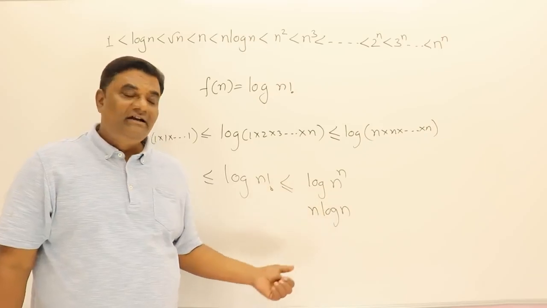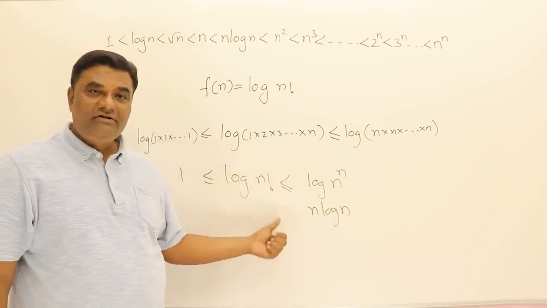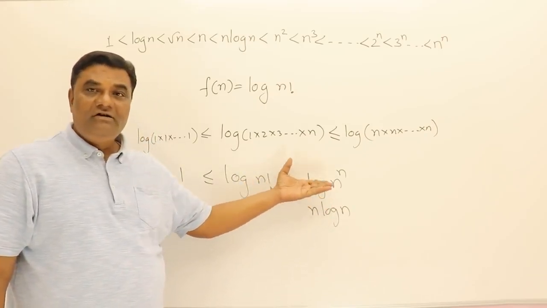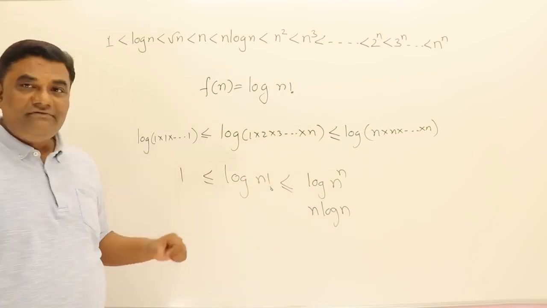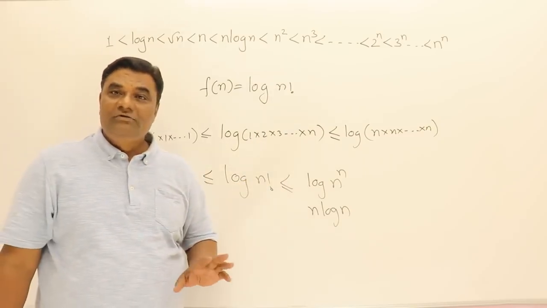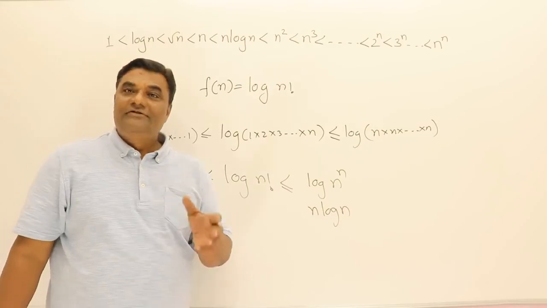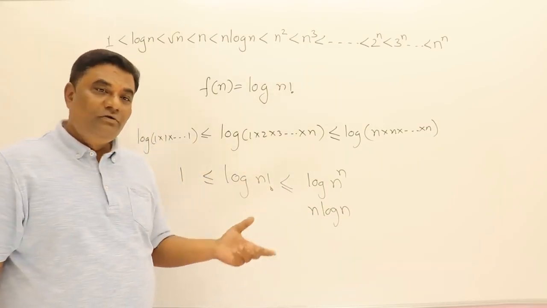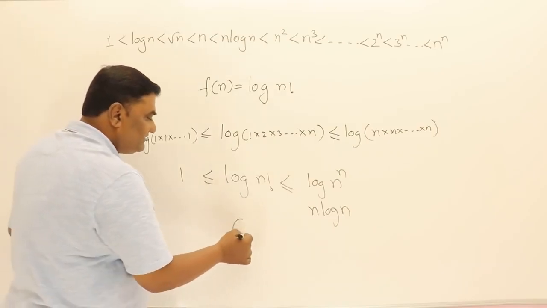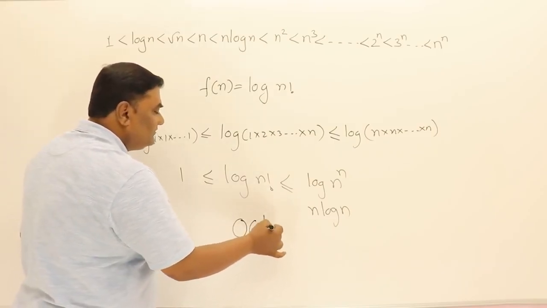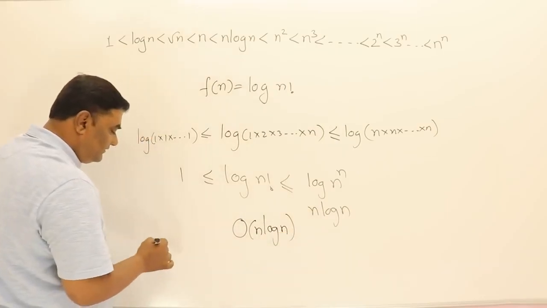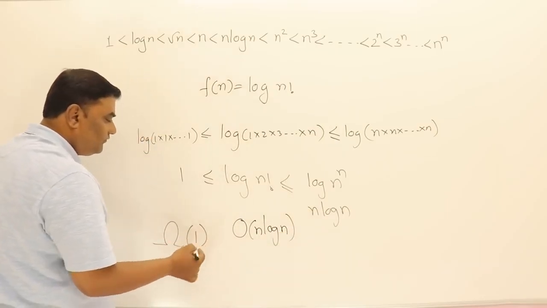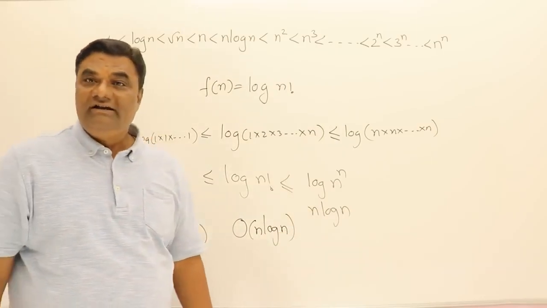So now you can see that for log n factorial also, the upper bound is log n power n and the lower bound is 1, and there is no tight bound for this function. So for the factorial function, we cannot define the tight bound. So we go for upper bound as n log n and lower bound as 1. So there is no tight bound.